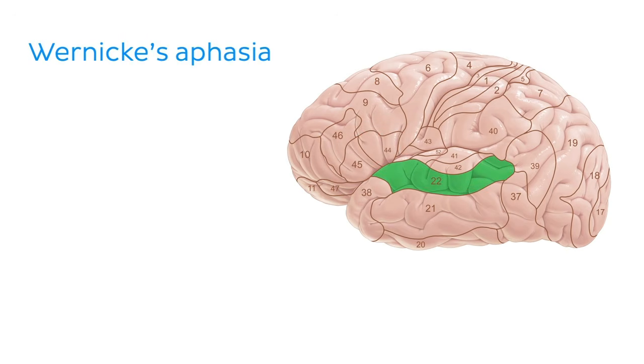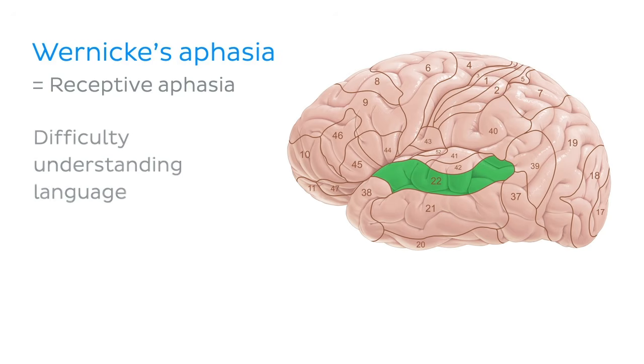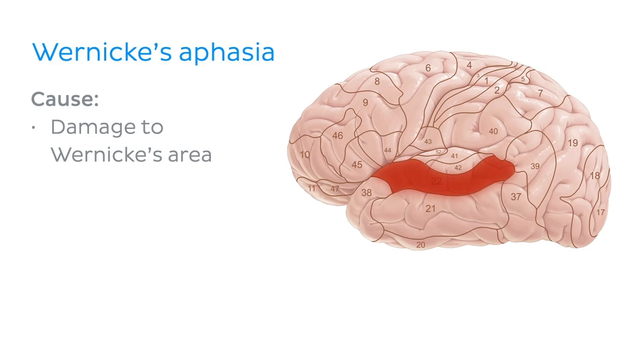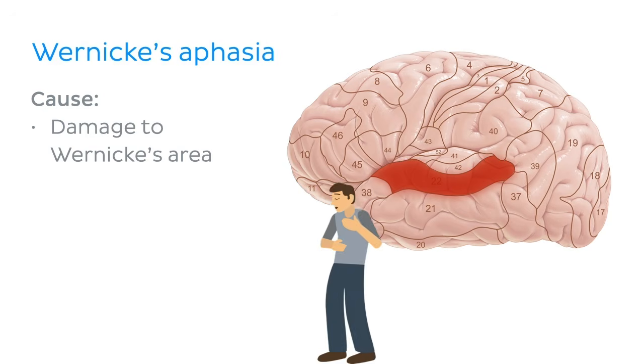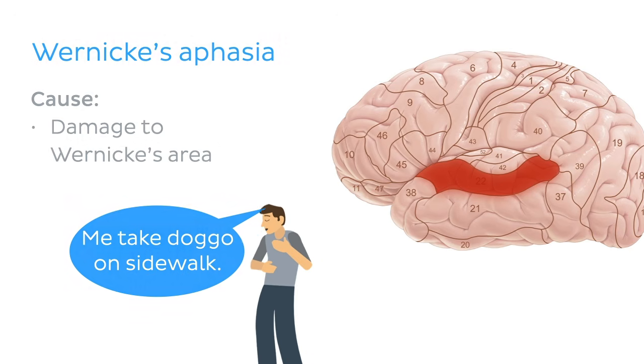Whereas Wernicke's aphasia, also known as receptive aphasia, involves difficulty understanding language. It is caused by damage to Wernicke's area, which is found in Brodmann area 22. These individuals can speak easily, but the words they use don't always make sense. They may also add non-existent words to their sentences and become confused when others don't understand them.